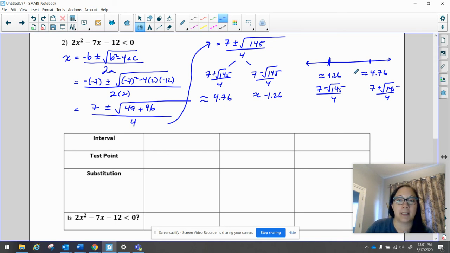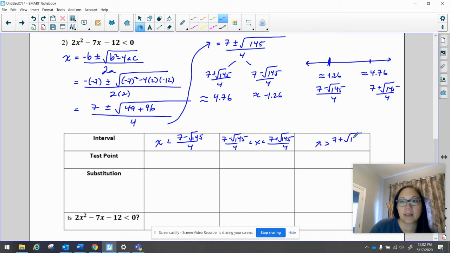The reason we are rounding to decimals is so when we pick test points, we know approximately where our test points are. Pretty hard to tell if you're using radicals. So our first interval is when we have x values less than 7 minus root 145 over 4. Then we go from 7 minus root 145 over 4 to the higher end of 7 plus root 145 over 4. And then we have x values greater than 7 plus root 145 over 4.